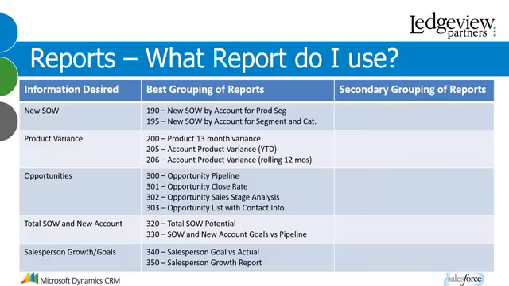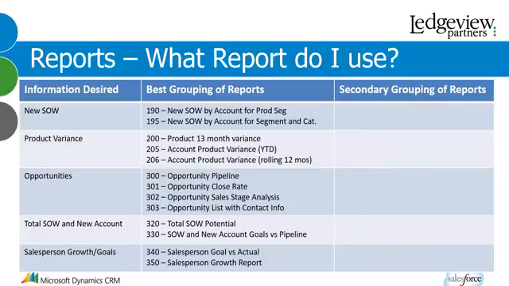Total share of wallet and new account, critical tools. 320 shows you the total share of wallet potential, so what's out there and what you could win. And Report 330 does a share of wallet and new account goals versus your pipeline. So do I have enough in my pipeline to hit my goal, or do I really need to drum up some more business and get this moving in the right direction?